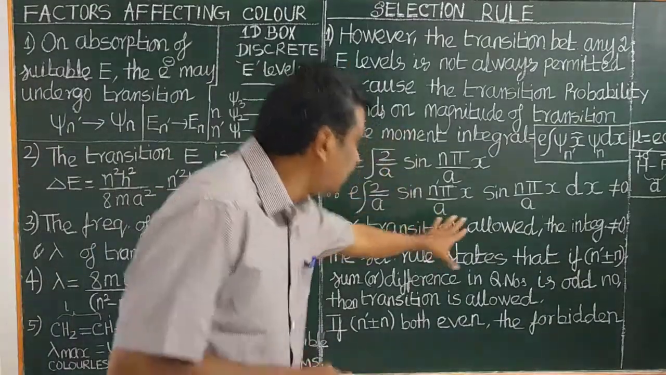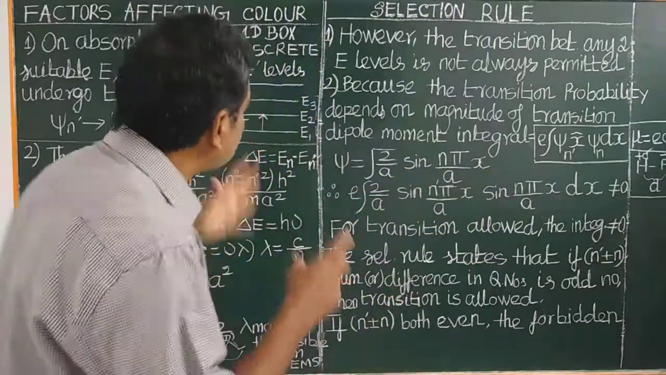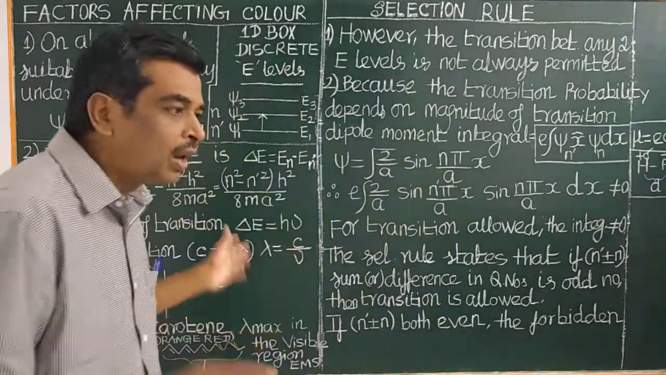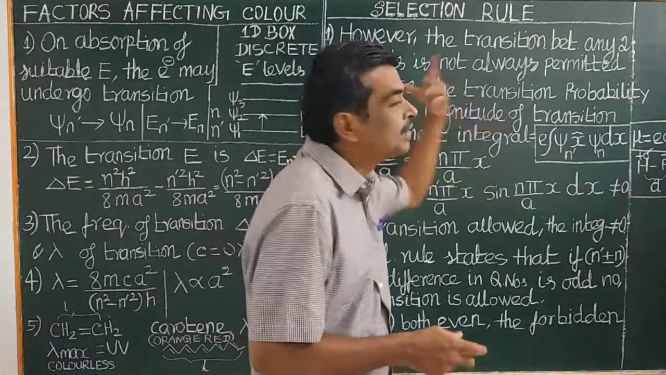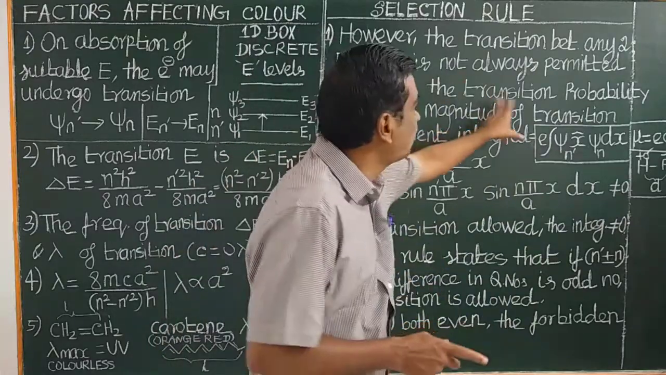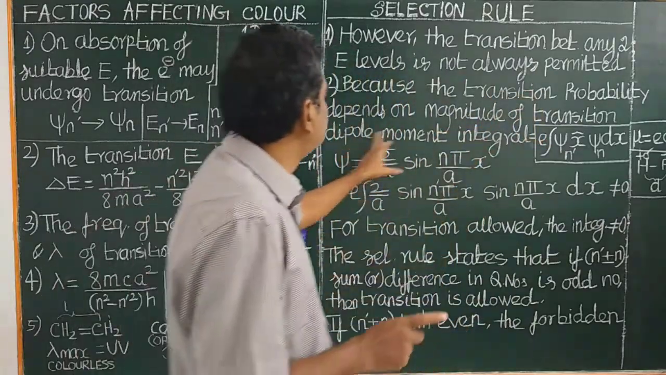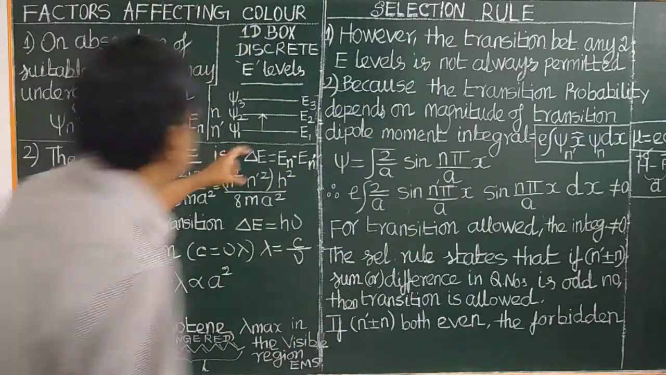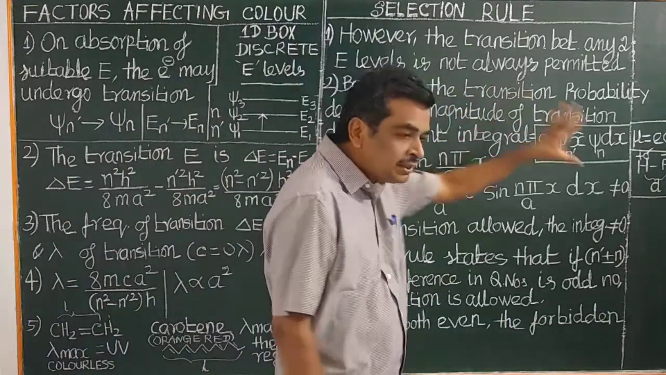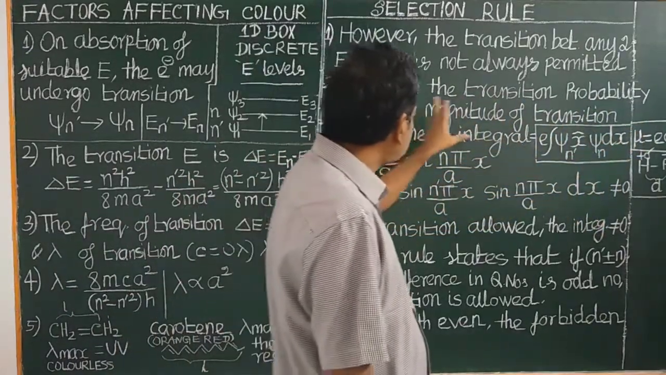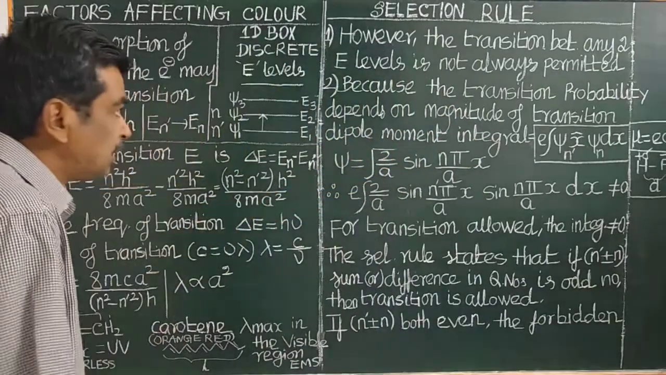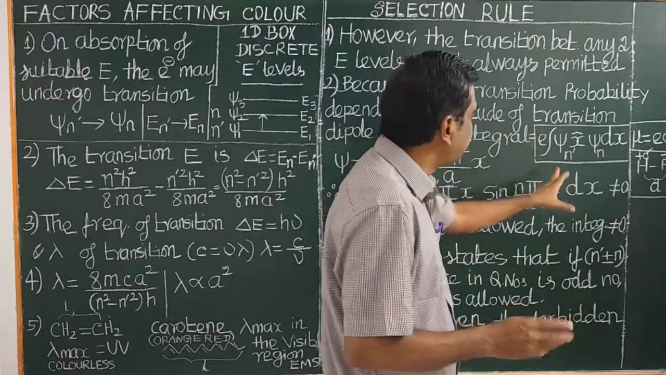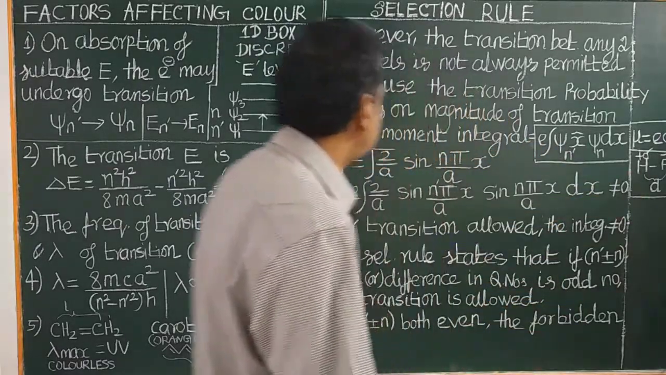How is it mathematically obtained? The selection rule is obtained as we will see now. All the transitions are not allowed because of transition probability. The transition probability depends on the electronic dipole moment integral. This is an electronic transition. Therefore, the transition probability of an electronic dipole moment transition depends on the magnitude of the transition dipole moment integral. It is given by this expression, dipole moment.